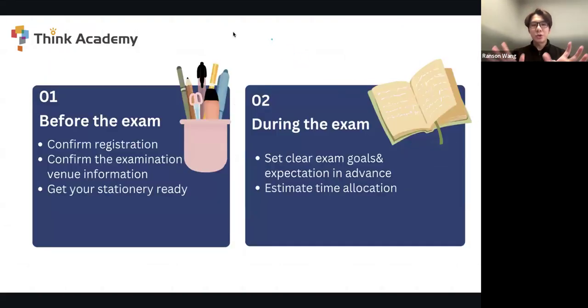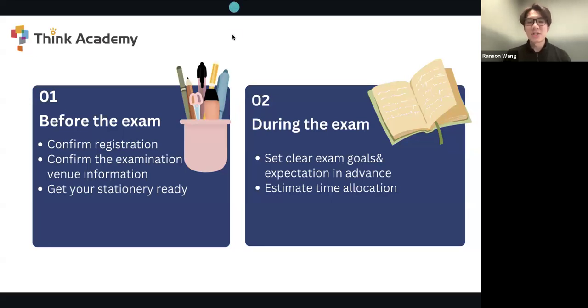First of all, I want to separate this into two parts. The first part is before the exam. What you need to do is, first of all, confirm your registration and confirm the examination venue information. This is very, very important. If you don't confirm that, all of the preparation actually becomes nothing. Even though it's a small thing, you have to do it. Check all the confirmations, and also get your stationery ready. Even though I think the test center will have backup pencils or erasers, it's always better to have everything prepared.